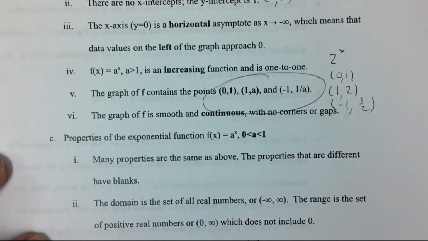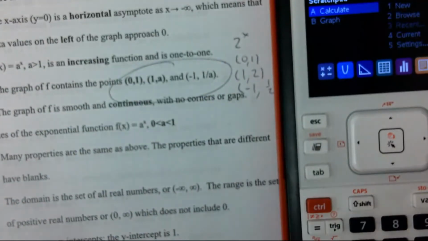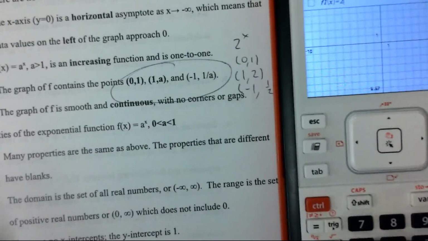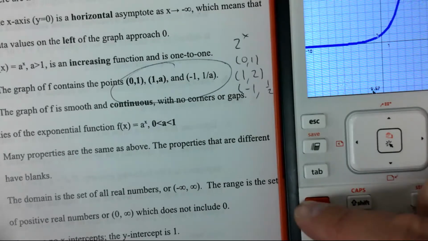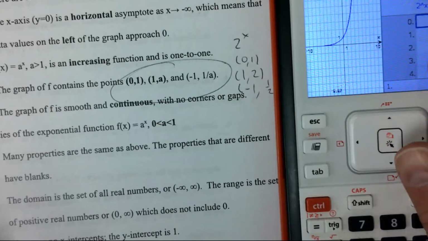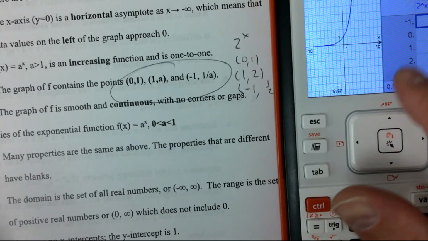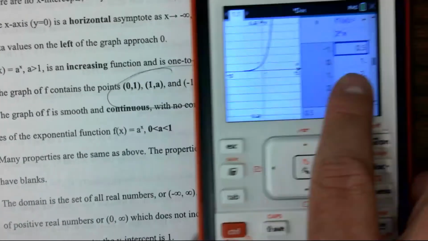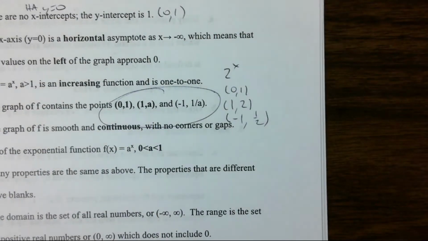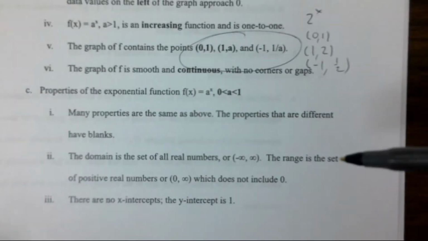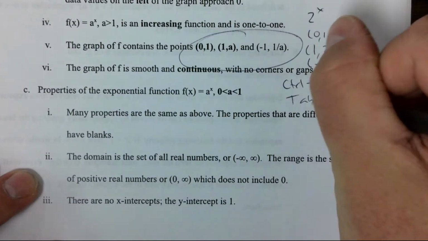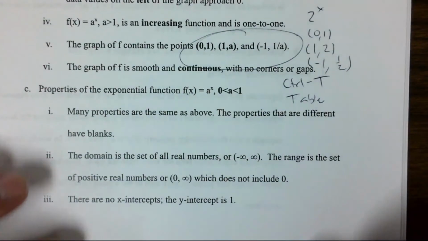And you can compare that to what you were expecting. 2 raised to the x, Control T. There's your (1, 2) and your (0, 1). And there's your -1 with 0.5. You remember you can do Control T for the table, or use the menu item.